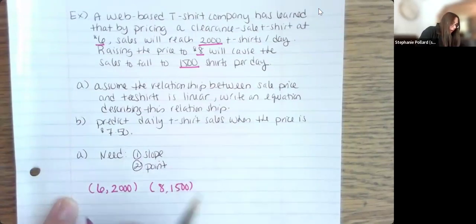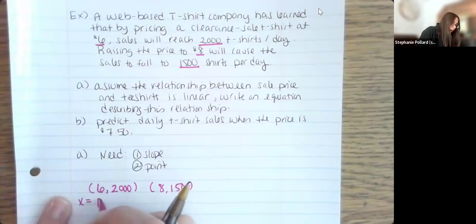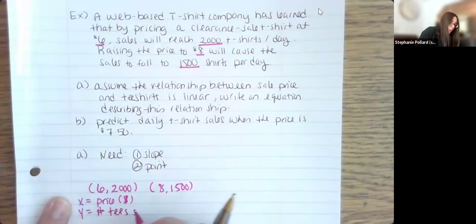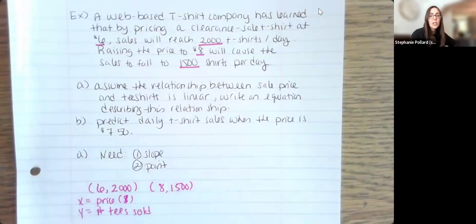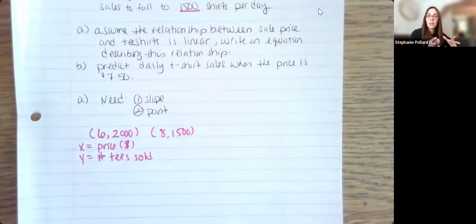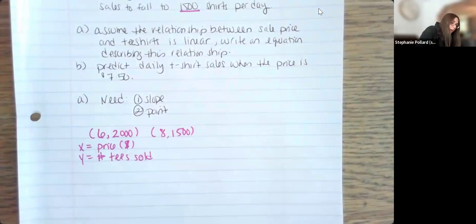So I do want to note here that I'm using for x the price in dollars. And the y value I'm considering here is the number of t-shirts, the number of tees sold. Now, this is just one way to set it up, but I'm going to set it up this way. So I'm going to compare price with number of t-shirts sold here. And then using these 2 points, I actually can find my slope now.